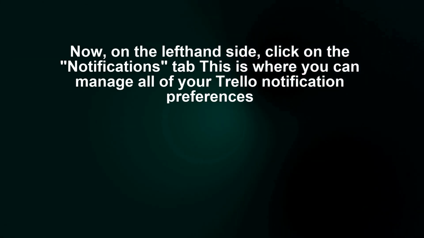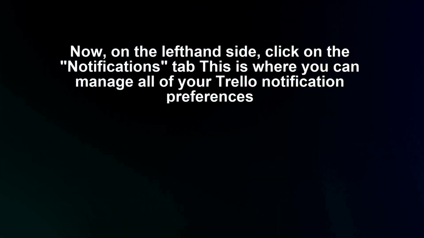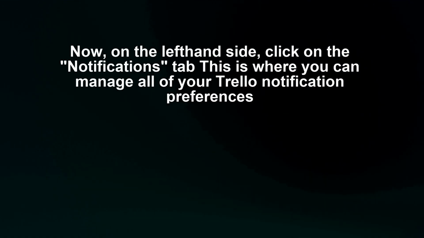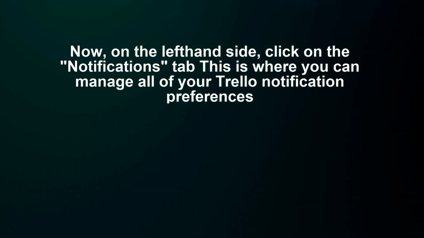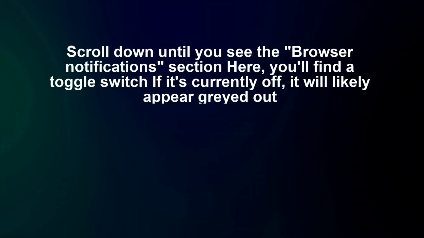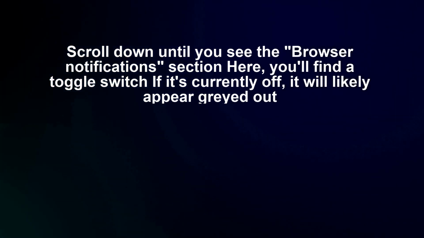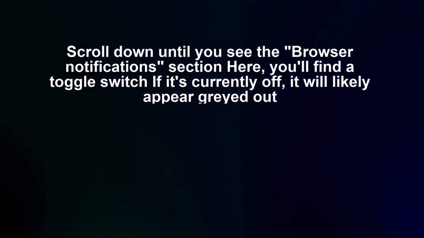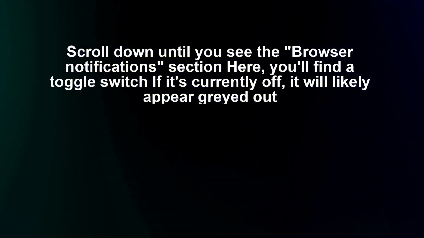Now, on the left-hand side, click on the Notifications tab. This is where you can manage all of your Trello notification preferences. Scroll down until you see the Browser Notifications section here. You'll find a toggle switch. If it's currently off, it will likely appear grayed out.